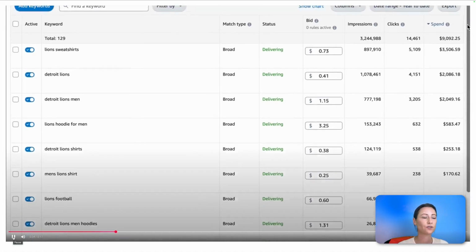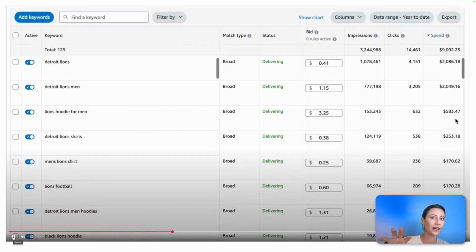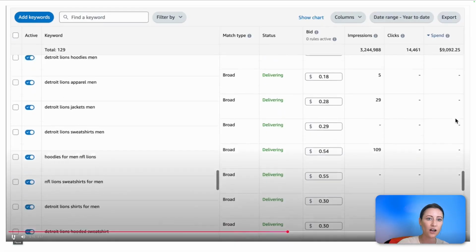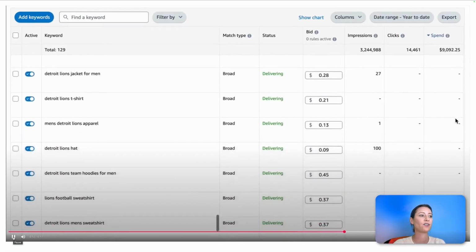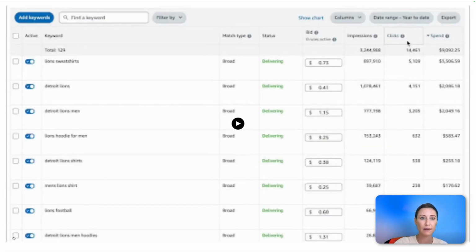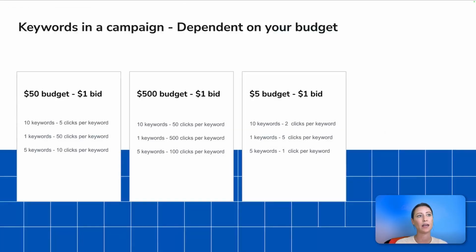As you can see, as I scroll down, my top keywords are getting spend and impressions. But as I scroll down, there's hundreds of keywords that are never collecting data. They're really relevant, but my budget is too low for the amount of keywords that I put in a campaign. So when someone says 1 keyword per campaign is the right way or 20 keywords in a campaign is the right way, it's not that easy. It really comes down to what is your budget.